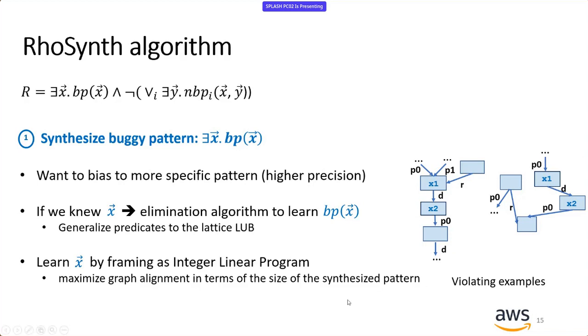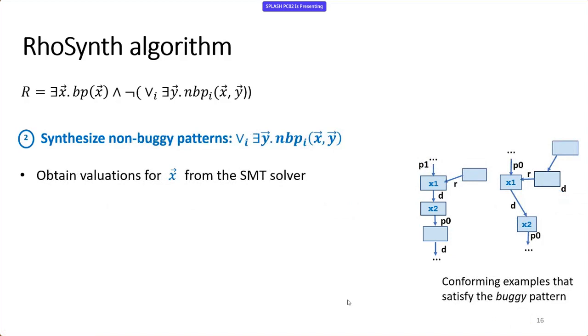So once we have synthesized the buggy pattern, we now want to synthesize the non-buggy patterns. For that, we start with the conforming examples, and we check which of these conforming examples actually satisfy the synthesized buggy pattern.